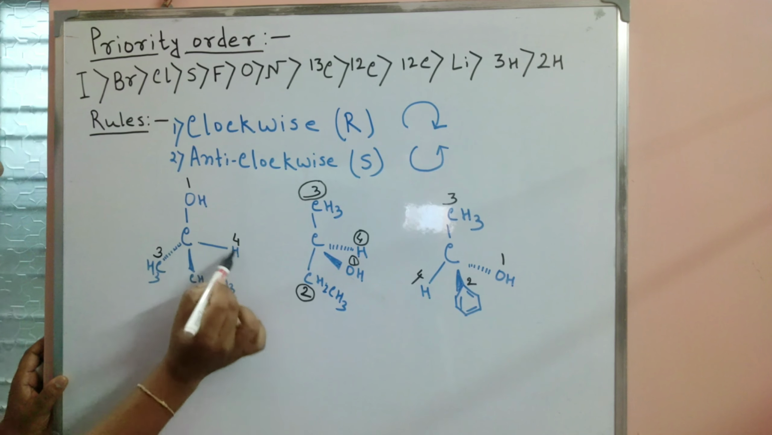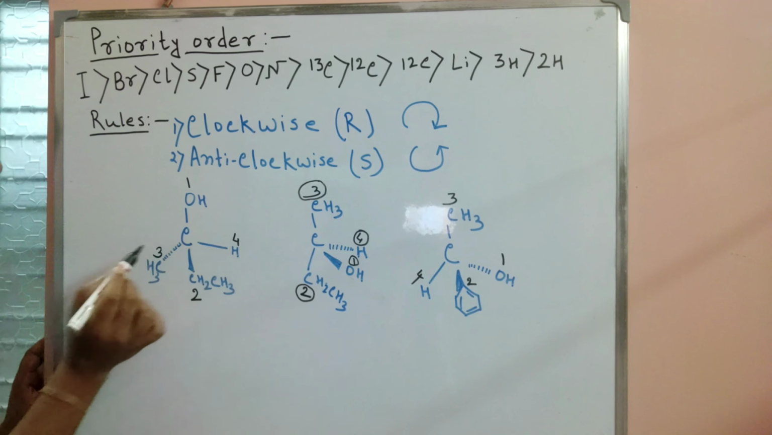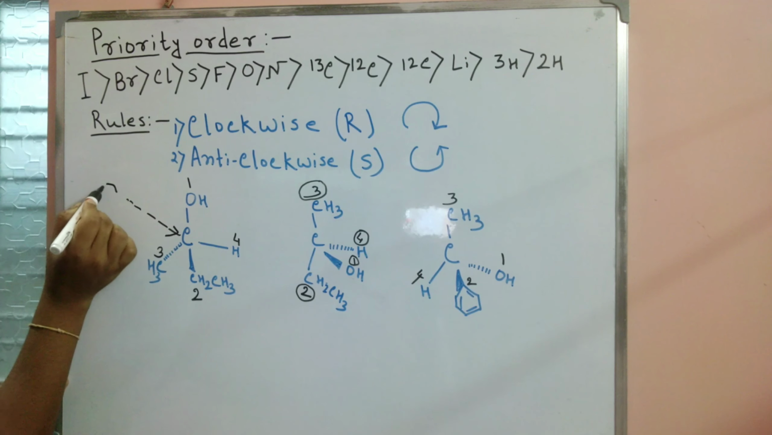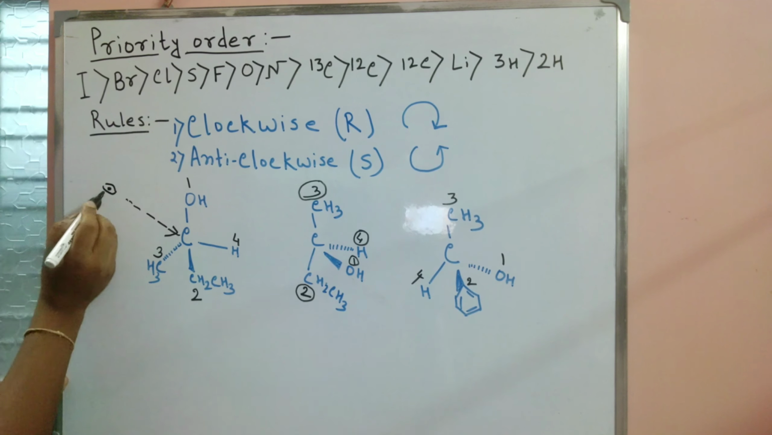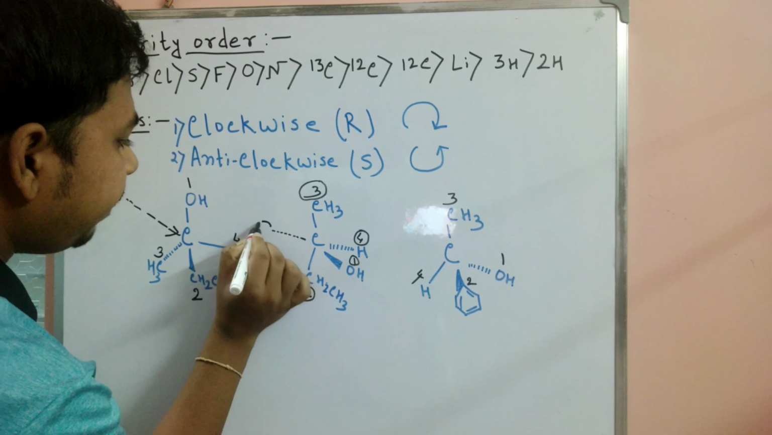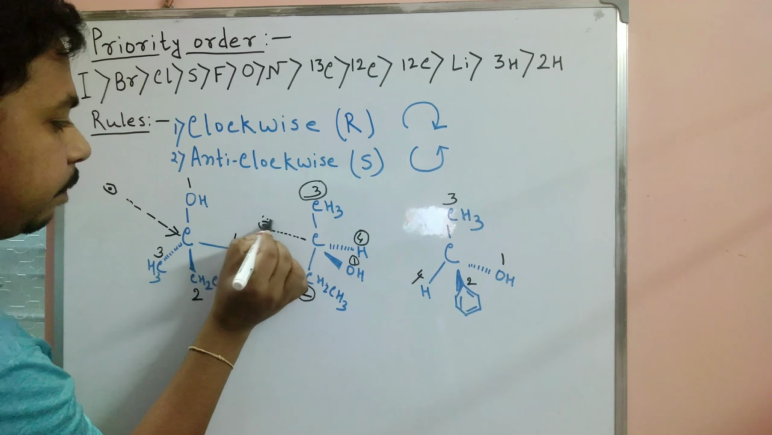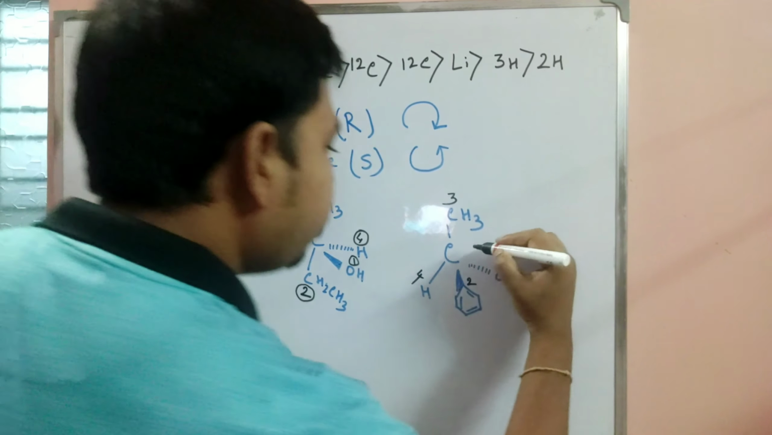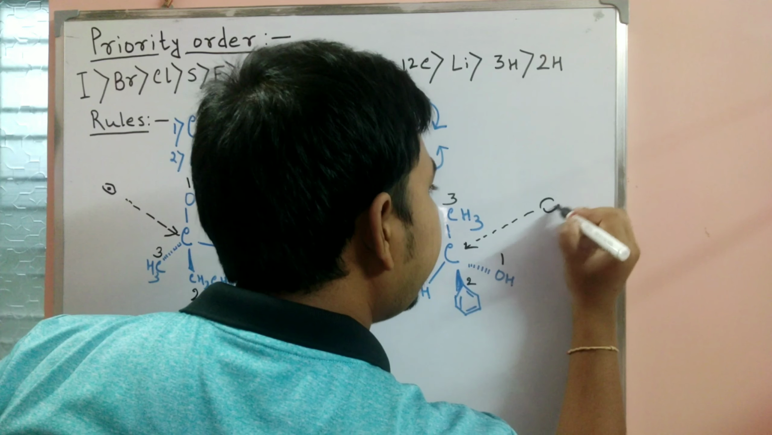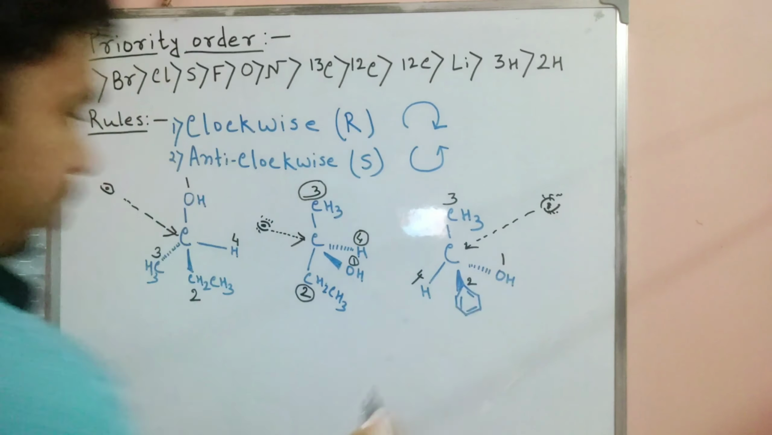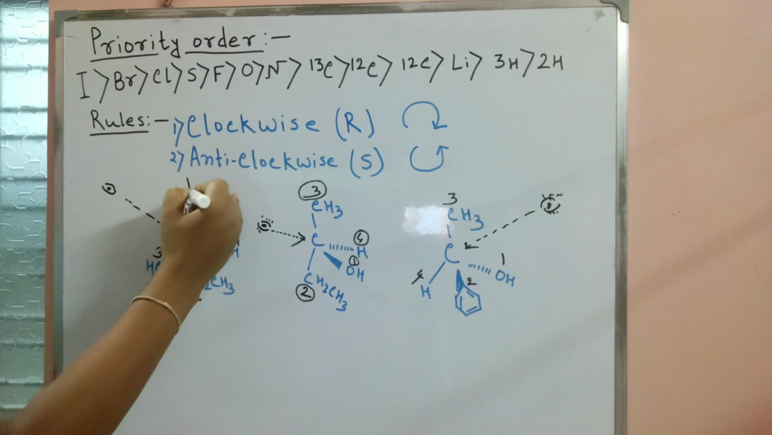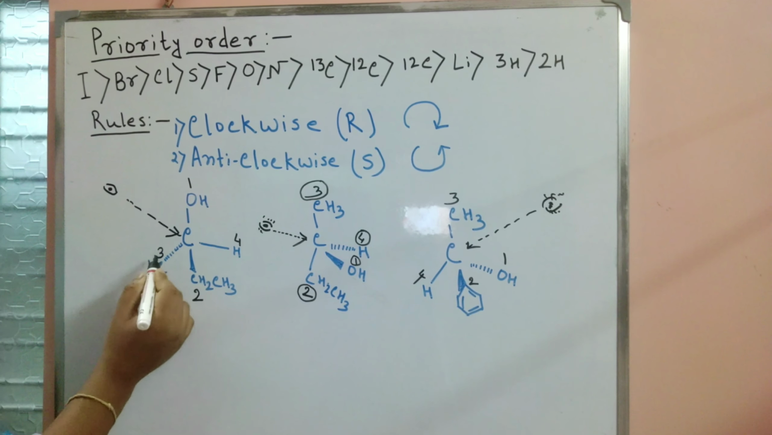In that structure the hydrogen is present here, so our point of view starts from this side. Here our eye is present. In the other structure the hydrogen is here, so our point of view starts from that side, and here our eye is present. Now our priority sequence: at first we assign the priority order, 1 2 3 4.